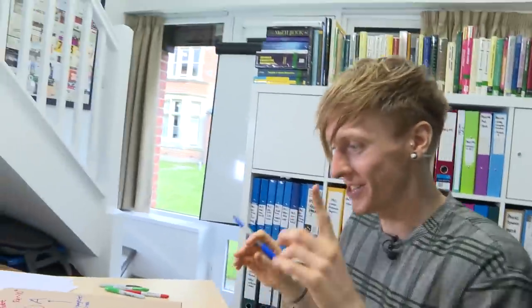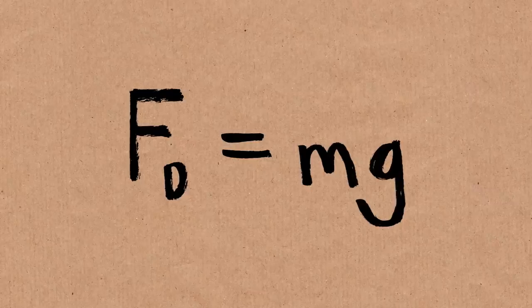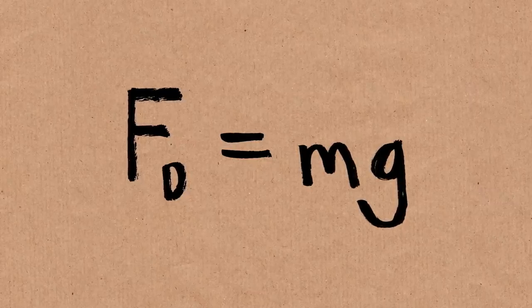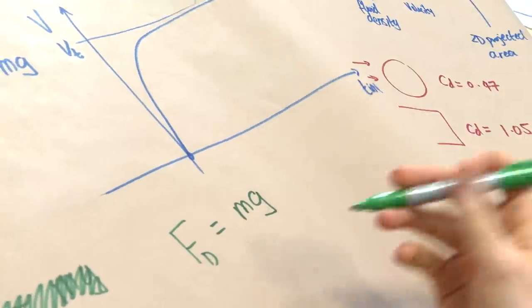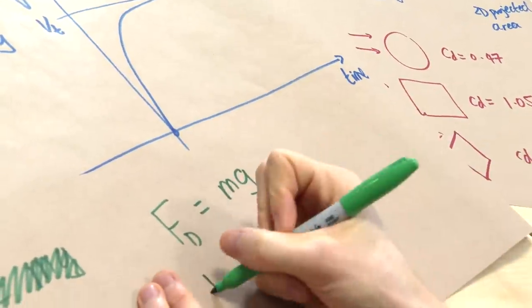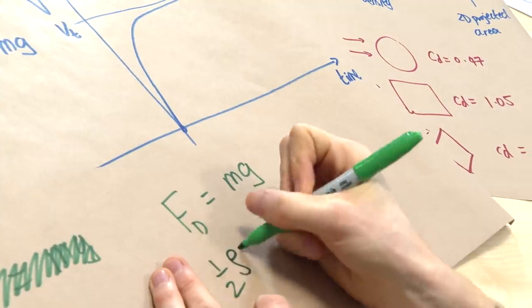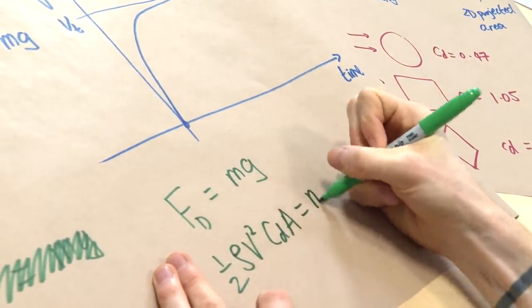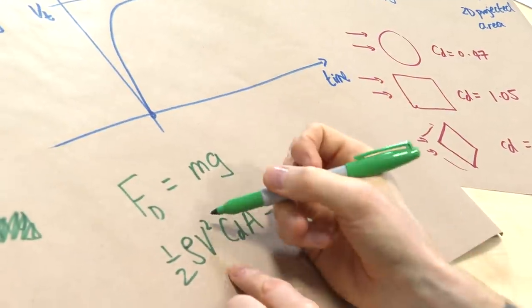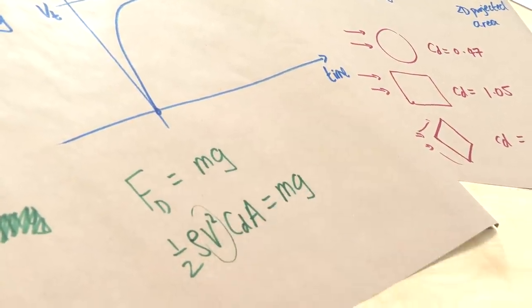So to actually get the equation, we've got to solve drag force equals gravity. We want to know when these are equal. We know the formula for drag force, so we just say that's a half rho V squared C_D A equals m g. And this is what we're interested in, right? The velocity is what we care about.